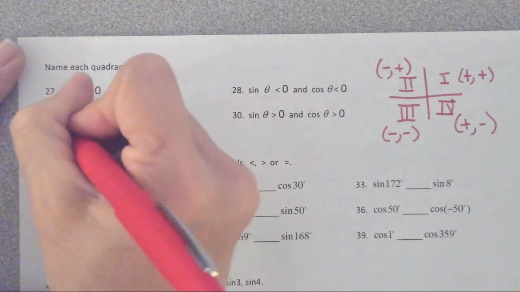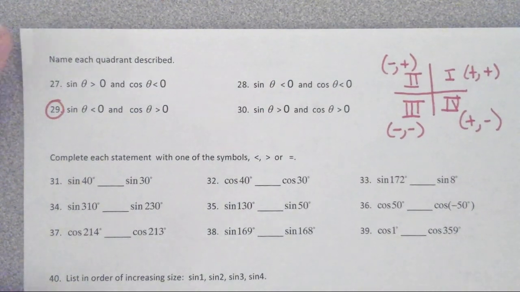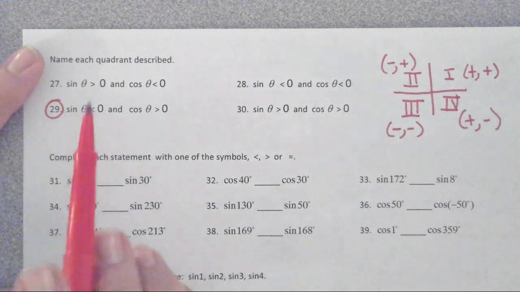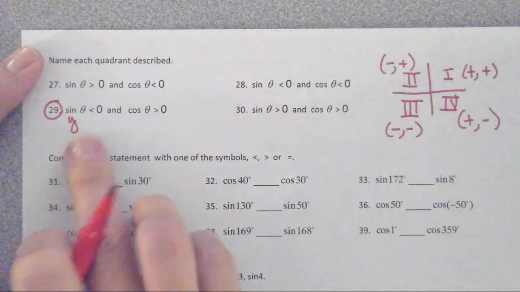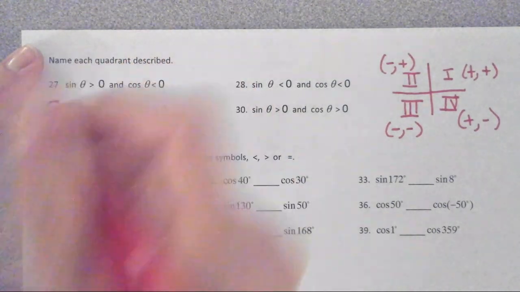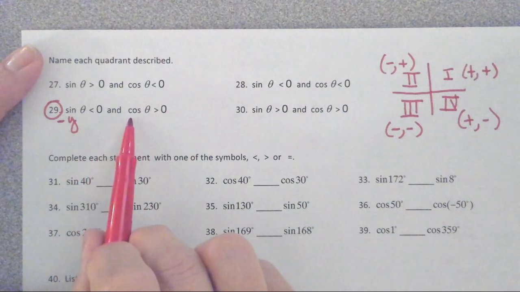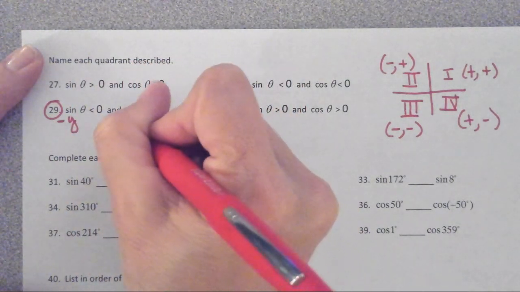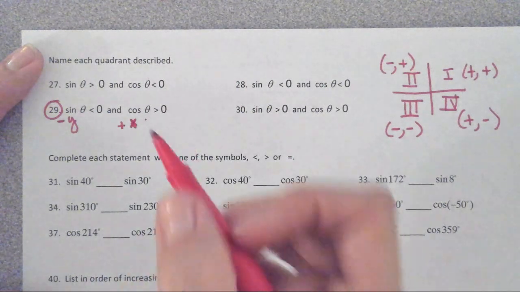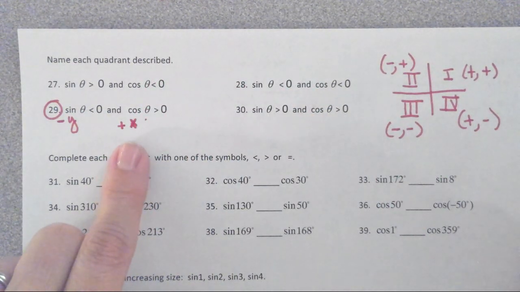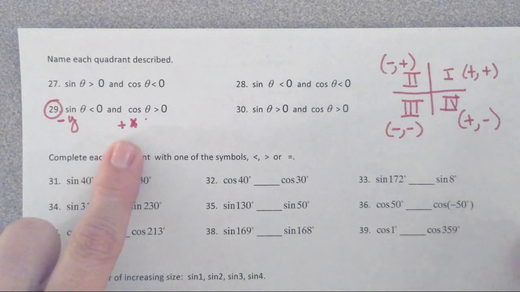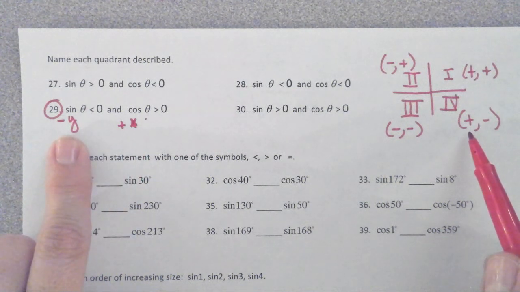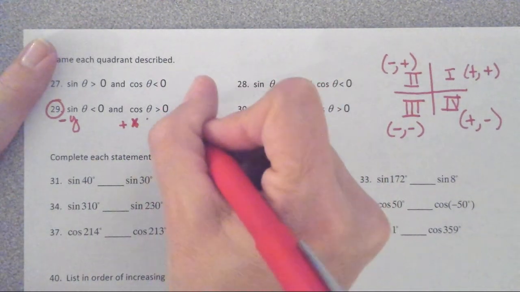All right, so I'm going to look at number 29. On 29, they want to know which quadrant is being described. It says the sine value of theta is less than 0. Well, sine means y, and if I'm less than 0, I must be a negative number. And the cosine value of theta is greater than 0. Well, cosine means x, and if I'm greater than 0, I'm positive. So this is asking me which quadrant has positive x's but a negative y. Well, x is positive in quadrant 1 and in quadrant 4. Y is negative in quadrant 4. That means my answer is quadrant 4.